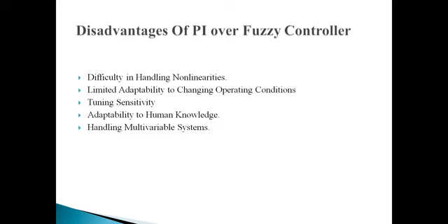But in place of PI controller, here we are using fuzzy controller because of the following disadvantages. The first one is difficulty in handling non-linearities. As we know, PI controller is a linear controller, so to handle non-linearities it becomes difficult, and it has limited adaptability to changing operating conditions, and it is limited in its sensitivity and adaptability to human knowledge. Whereas the fuzzy controller can be used according to human knowledge and can handle multivariable systems. So we are converting from PI controller to fuzzy controller.